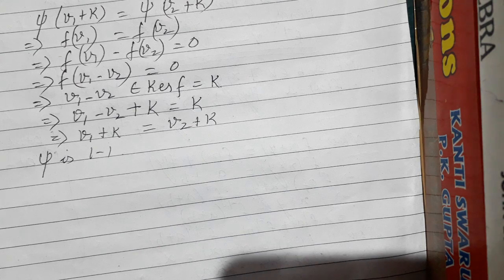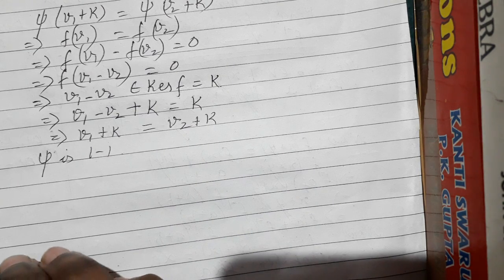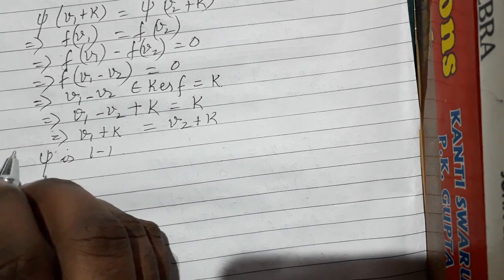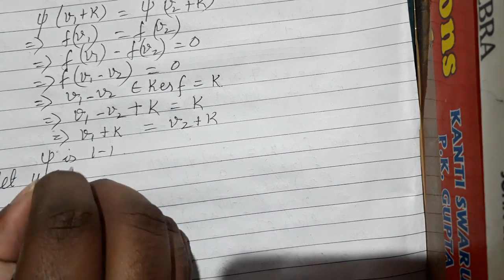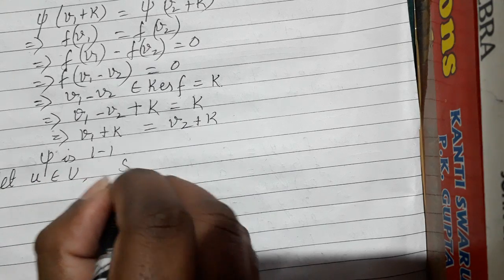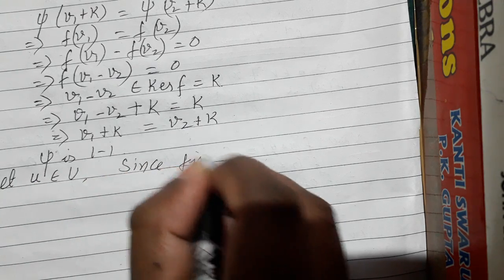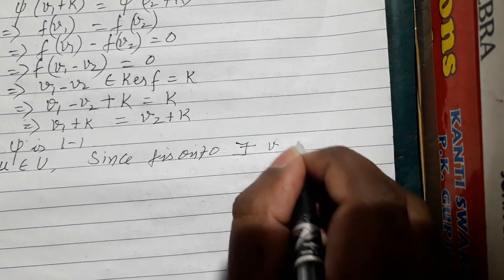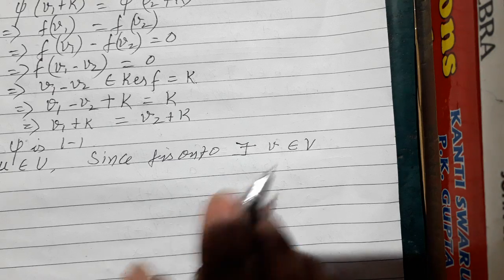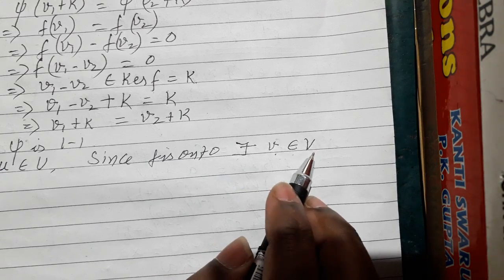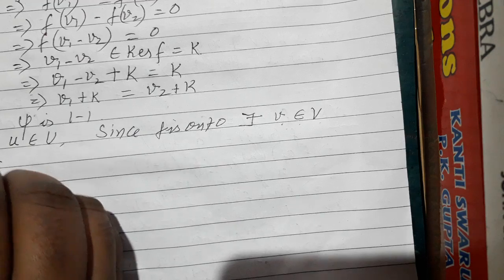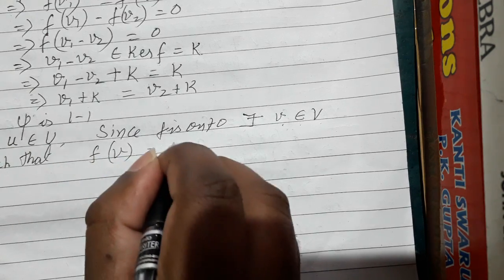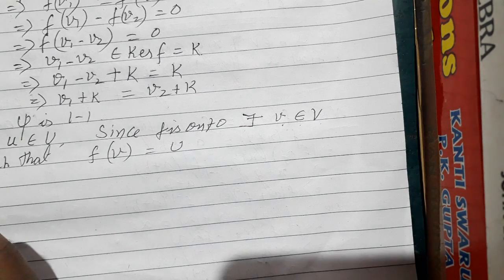Now we have to show that psi is onto. So you take an element in U. I take small u in U. Since f is onto, I can find an element v in V such that f of v is equal to u.